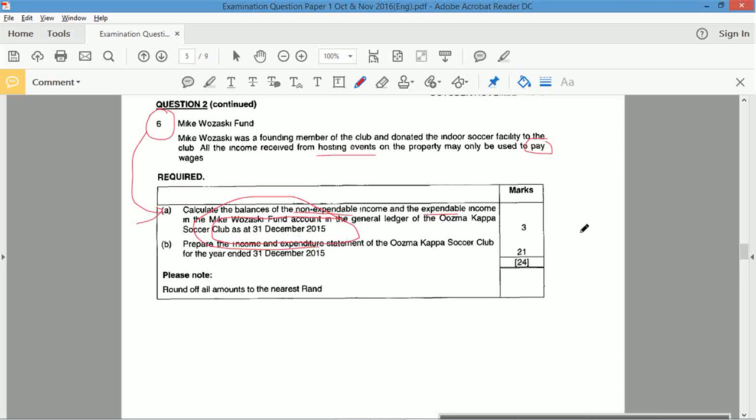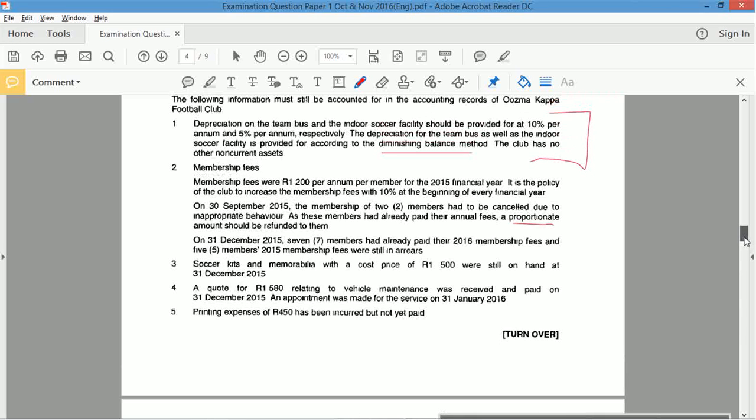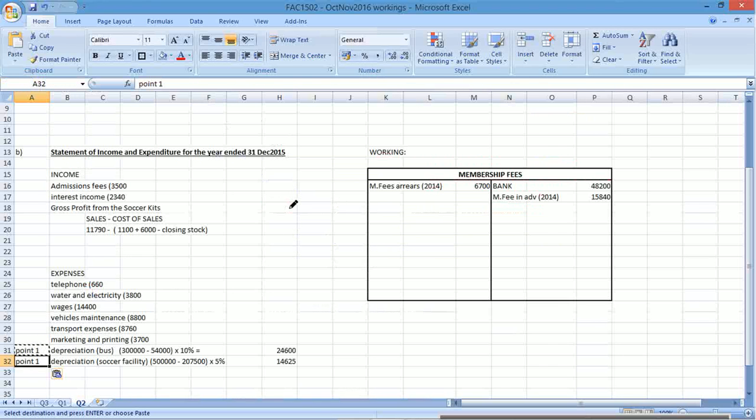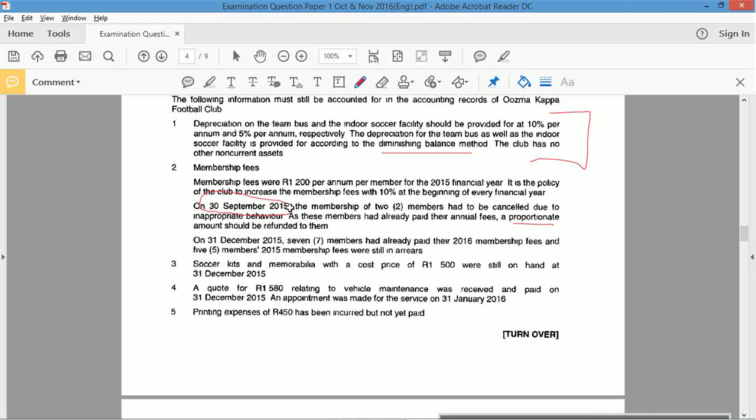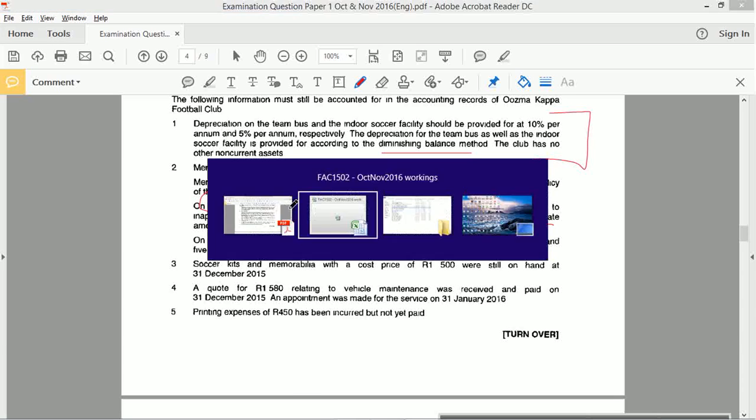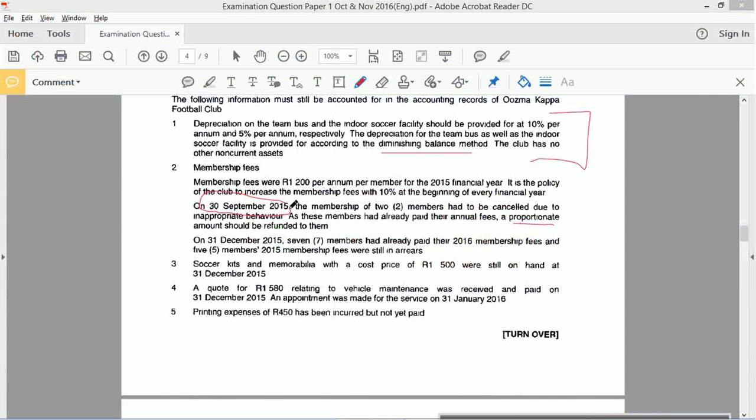Yeah, 31st December. So, they cancelled at the end of September, and the year end was 31st December 2015. So it's only September. You don't count September. It'll only be October, November, and December. 3 months you refund. Okay. Do you agree? Yeah. Okay, so point number 2, refund.